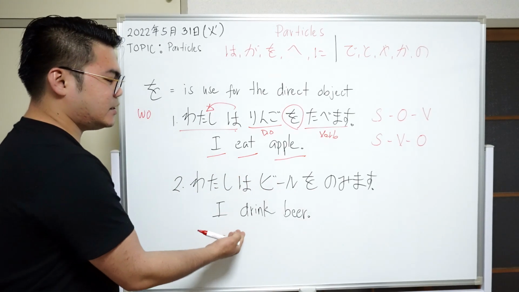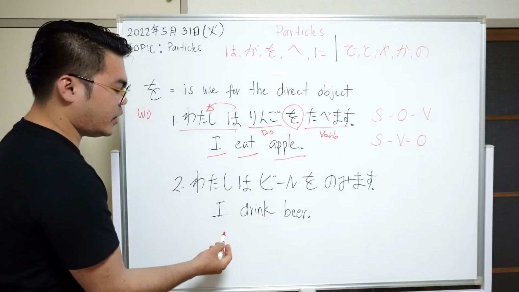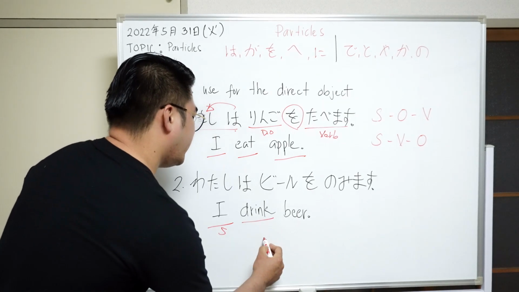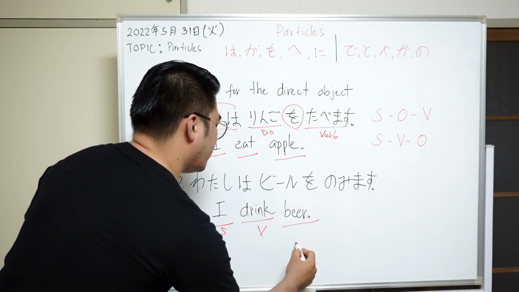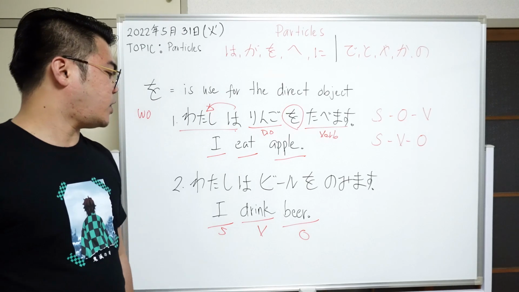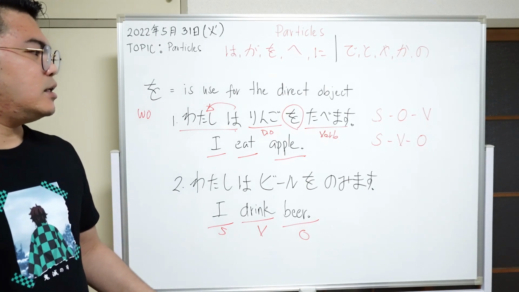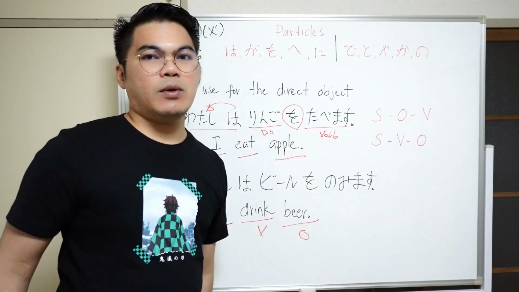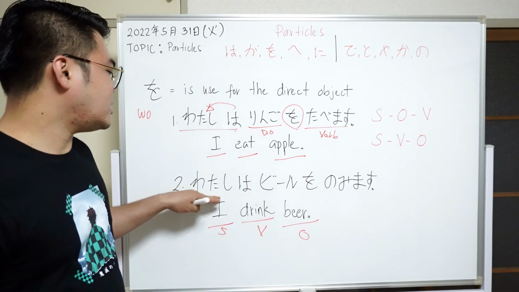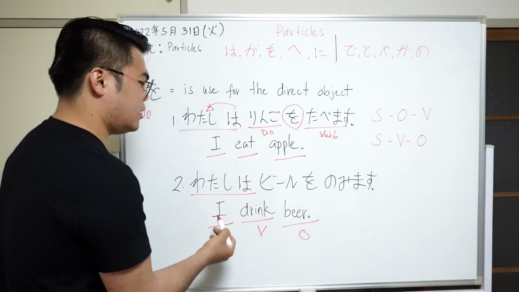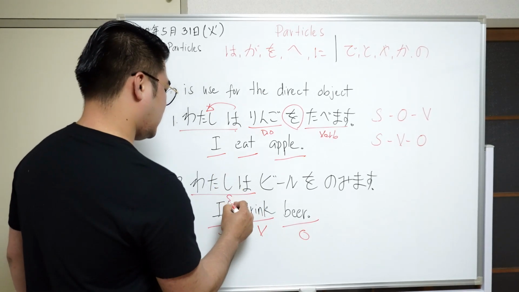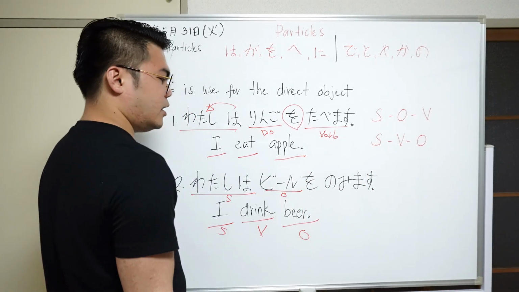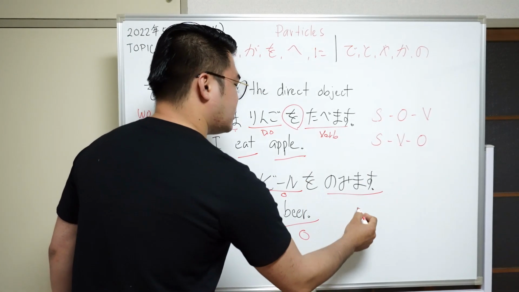Next sentence. Watashi wa biru o nomimasu. I drink beer. In English, I is the subject, drink is the verb, and beer is the object or direct object. But in Japanese, it's the opposite, right? So SOV is our pattern in Japanese. Watashi wa is our subject, biru is our object, and nomimasu is our verb.